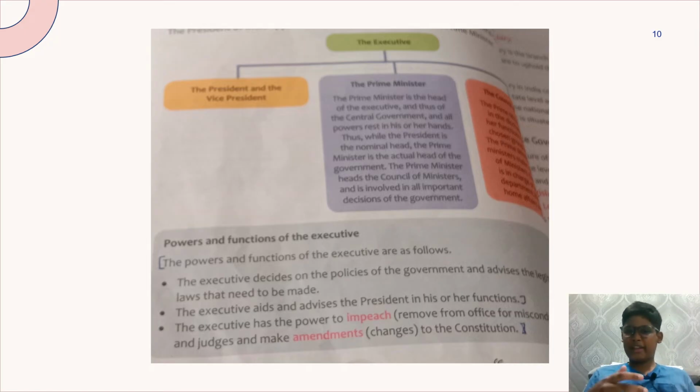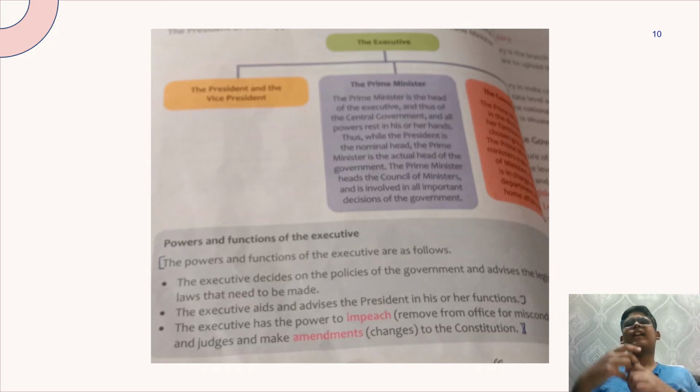The first one is the president and the vice president. Then we have the prime minister, and then we have the Council of Ministers. Let's study the Prime Minister now. The Prime Minister is the actual head, whereas the President is the nominal head. The Prime Minister has all the powers of the central government and can make any decisions that he feels are favoring the country. The Prime Minister and his Council of Ministers are involved in one of the most important decisions of the entire country.